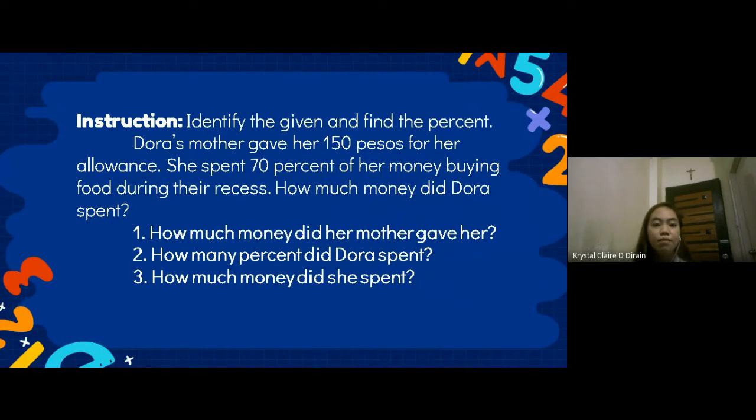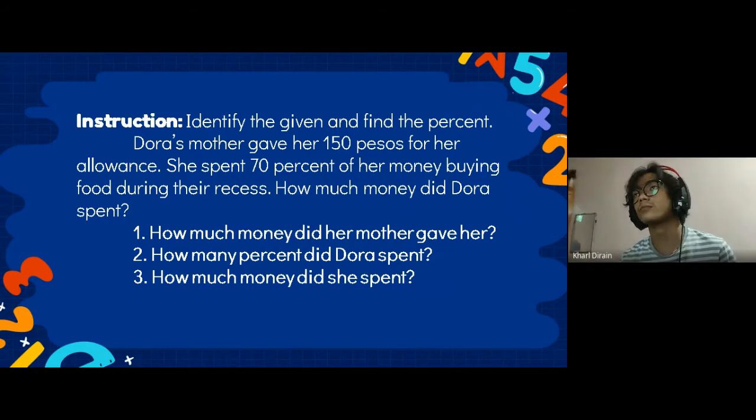Identify the given and find the percent. Analyze this question and you will answer this. Okay, anyone who can answer this? Number 1, how much money did her mother give her? 150 pesos po para sa kanyang allowance. Number 2, how many percent did Dora spend? Nag-spend po siya ng 70% of her money for food. And then, how much money did she spend? Nag-spend po siya ng 105 pesos.